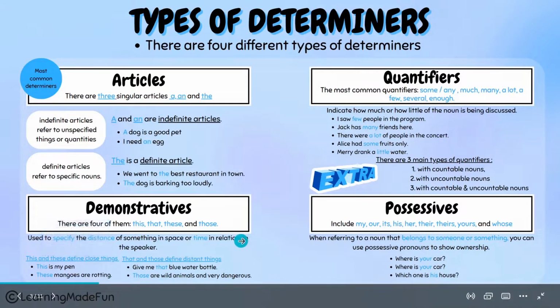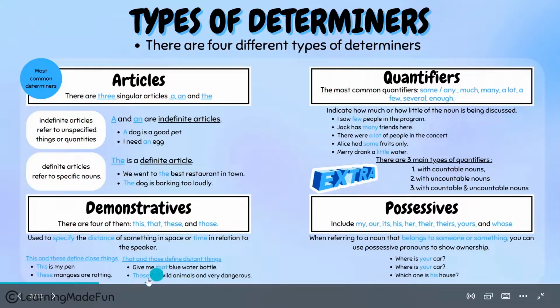This is for a singular noun, so pen is a singular noun. These are for plural nouns, so mangoes is a plural noun. These mangoes are rotting. So the plural version of pen would be pens. These are my pens.